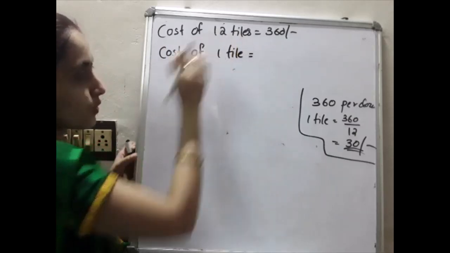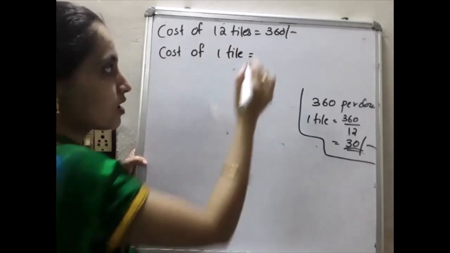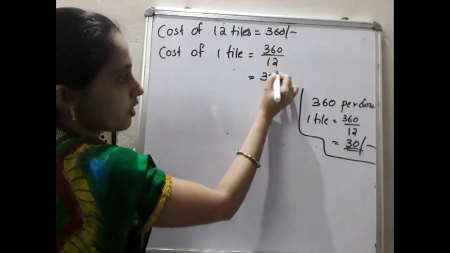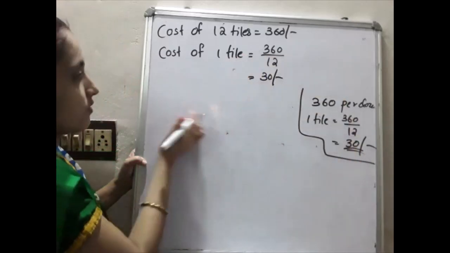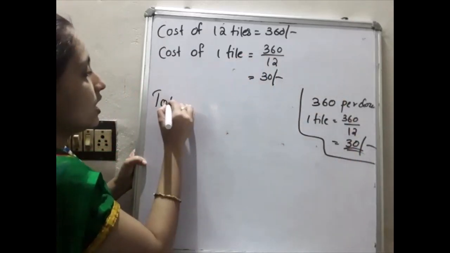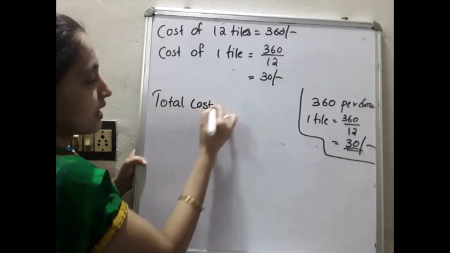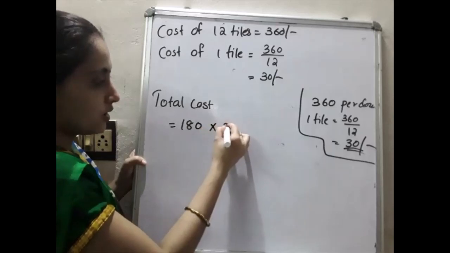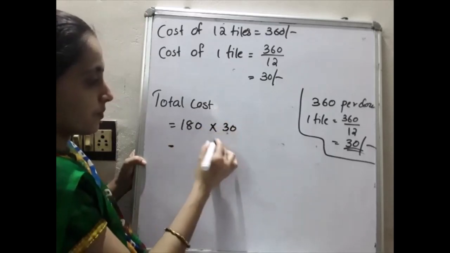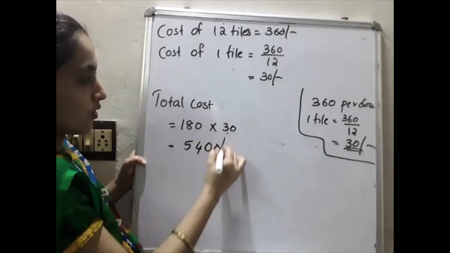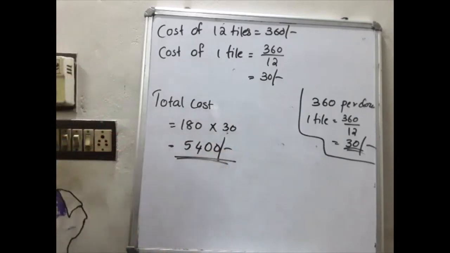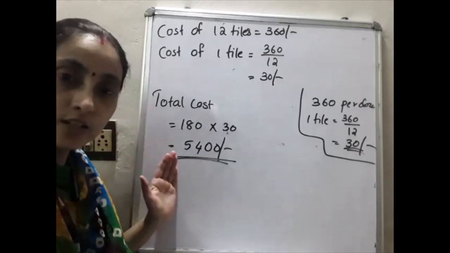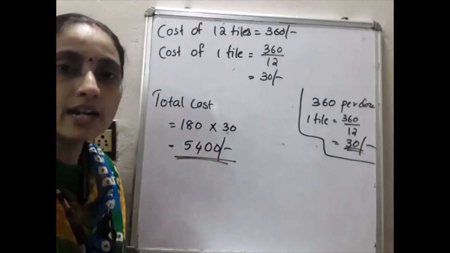Why are we taking these 12 tiles? Because it is a dozen. Dozen means 12. So 360 by 12 is equal to 30. That we already wrote here, but you have to write here itself. Then total cost is equal to 180, the number of tiles, into 30, that is equal to 5,400 rupees.